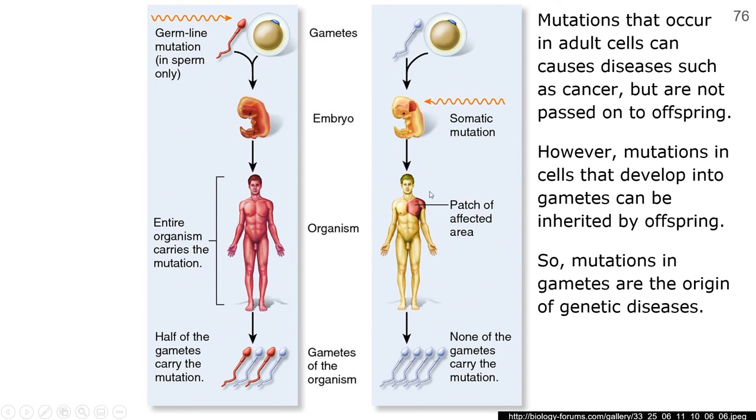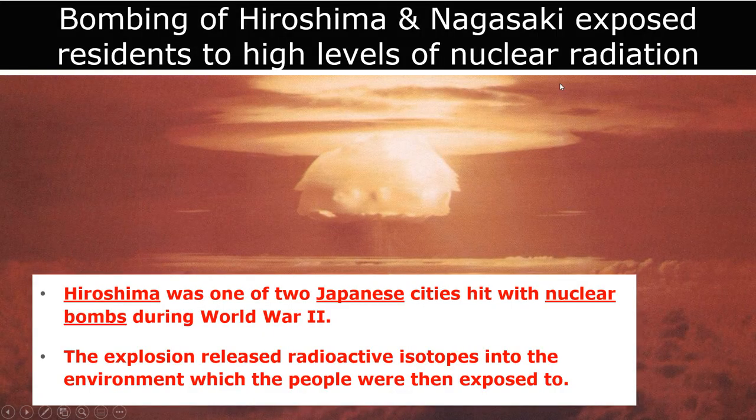Some of the mutations, if they're somatic, that is, if they occur in any cell other than your germline, are just going to affect you. But if it makes it into your sperm or egg cells, those mutations will transmit basically forever, to children and grandchildren.